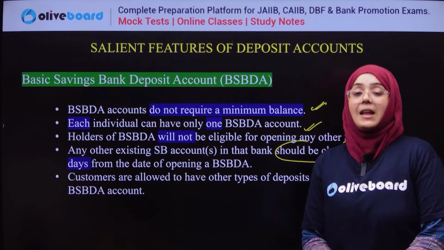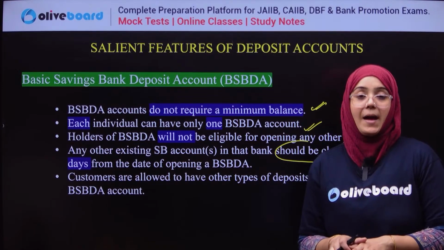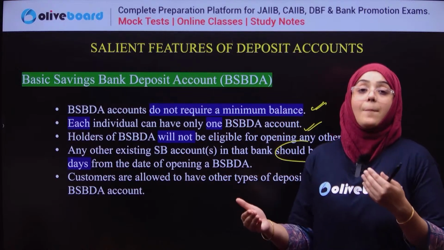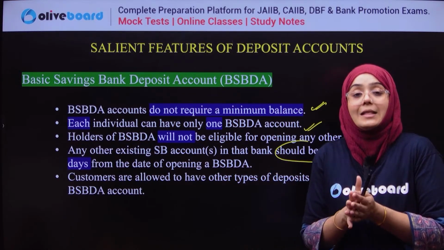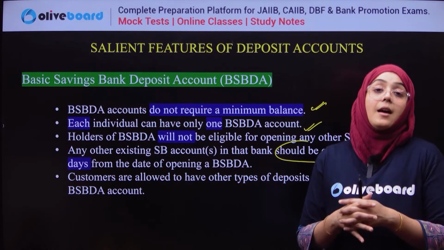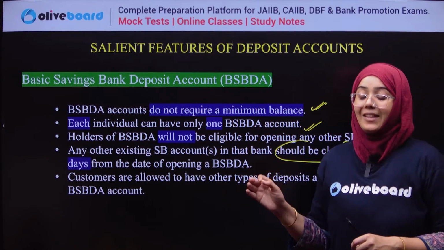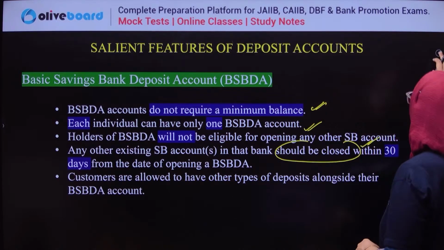Means a customer can hold an FD or a recurring deposit in that bank. That is not the issue. The issue is that a savings bank account and a basic saving bank deposit account do not exist together. So these are the certain terms and conditions for opening the basic saving bank deposit account. I hope this is all clear to all of you.